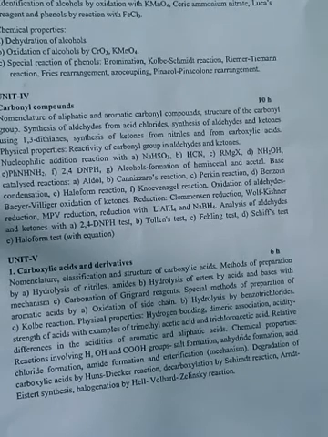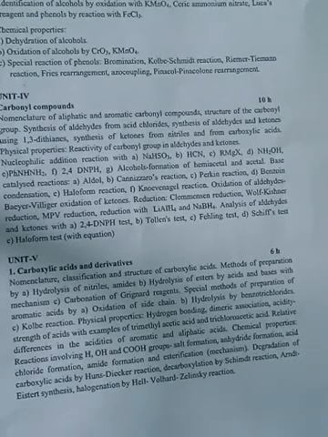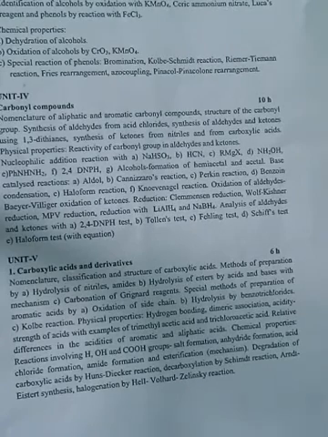And the carboxylic acids are generally classified into 3 types depending upon the number of COOH groups. If the carboxylic acid contains only one COOH group, then it is called a monocarboxylic acid. If it contains 2 COOH groups, then it is called a dicarboxylic acid. And if it contains 3 COOH groups, then it is called a tricarboxylic acid. This classification and the structure of the carboxylic acids will be discussed in this chapter.